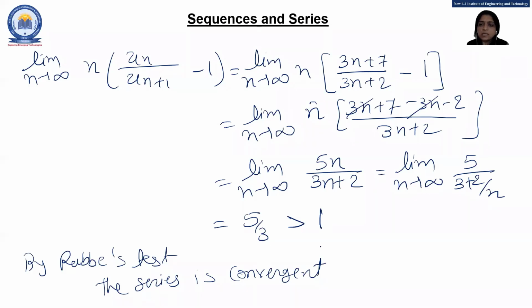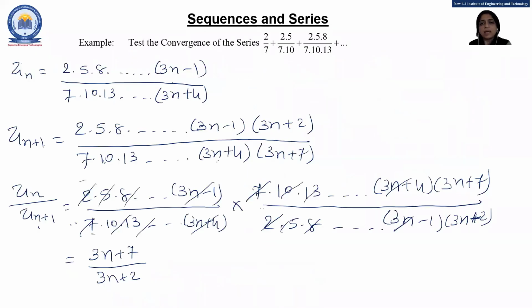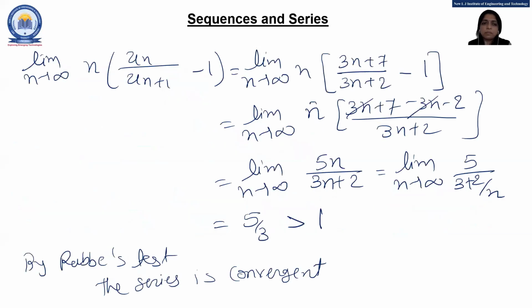Okay, so as I told you, for some series you can apply any test and you get your answer easily. For this particular test, I am applying the RAP test here. You can apply ratio test also. So this is my un term, this one is my un plus 1 term. By taking un upon un plus 1 ratio, and after simplification, I get 3n plus 7 upon 3n plus 2. And after applying the formula of the RAP test, I get my value of L, that is 5 by 3, which is greater than 1. And as per the RAP test, if L is greater than 1, the given series is convergent.